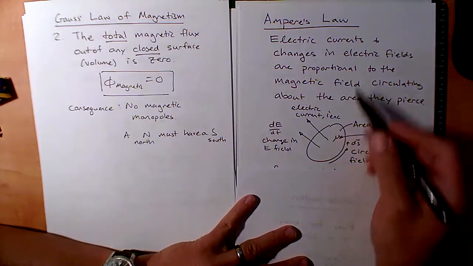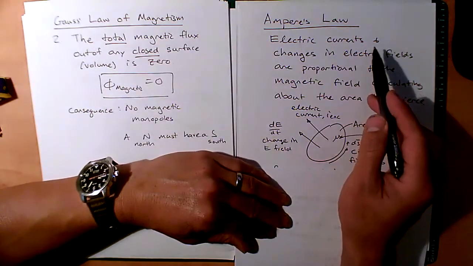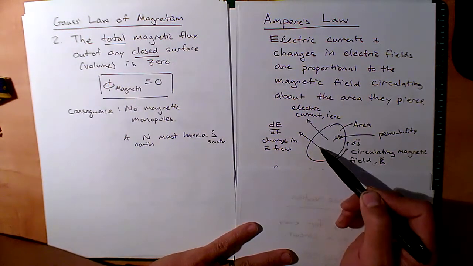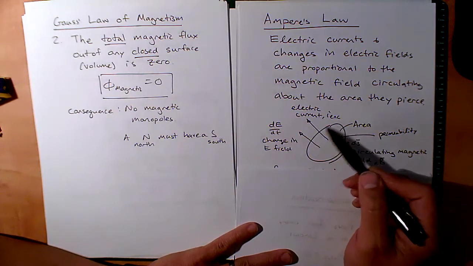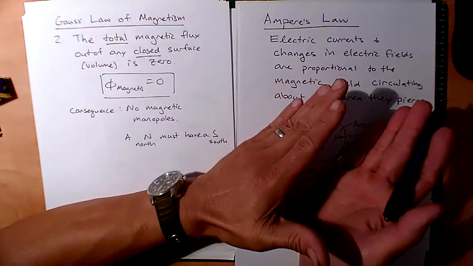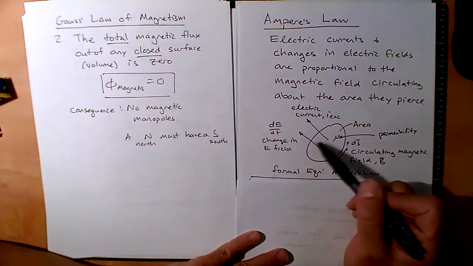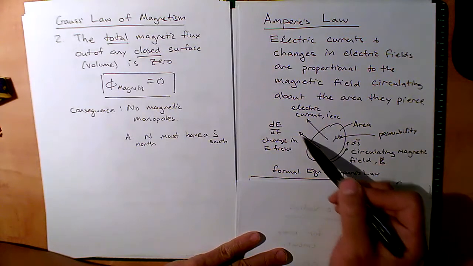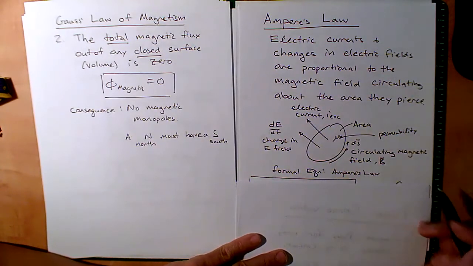So let's say we have an area, and we have an electric current and a changing dE/dt, a change in electric field, piercing this area. Like you had a wire going through here, or you had 2 capacitor plates oscillating in their charge, so dE/dt is changing. If you do this and you have this area, then you'll get circulating magnetic fields, either by current or by dE/dt. That's what Ampere's law is saying, okay?